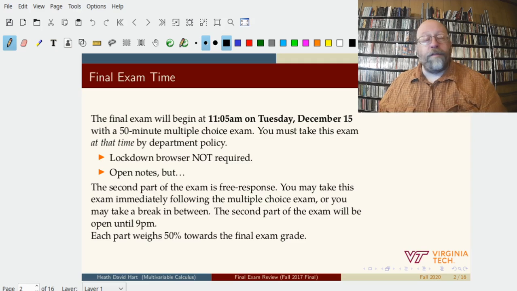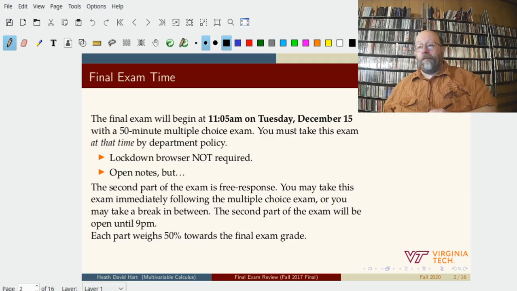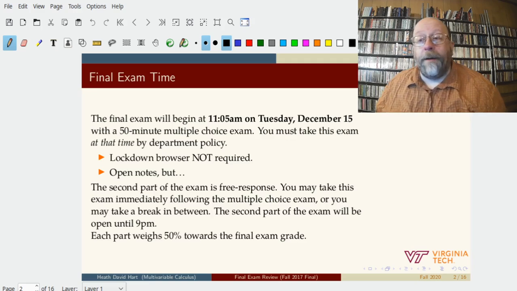It starts at 11:05. There is a 50-minute multiple choice exam, and you have to take the exam at 11:05. You want to be logged into Canvas and start the exam at that time. So if you are in a different time zone, plan ahead to set an alarm or do whatever it takes so that you are taking the exam at 11:05 Virginia Tech time.